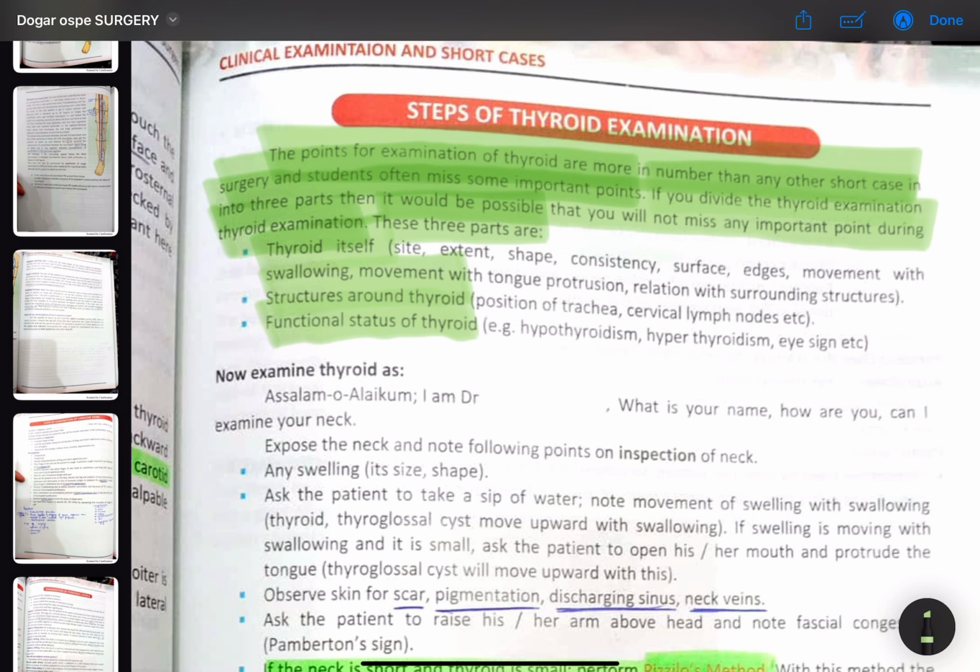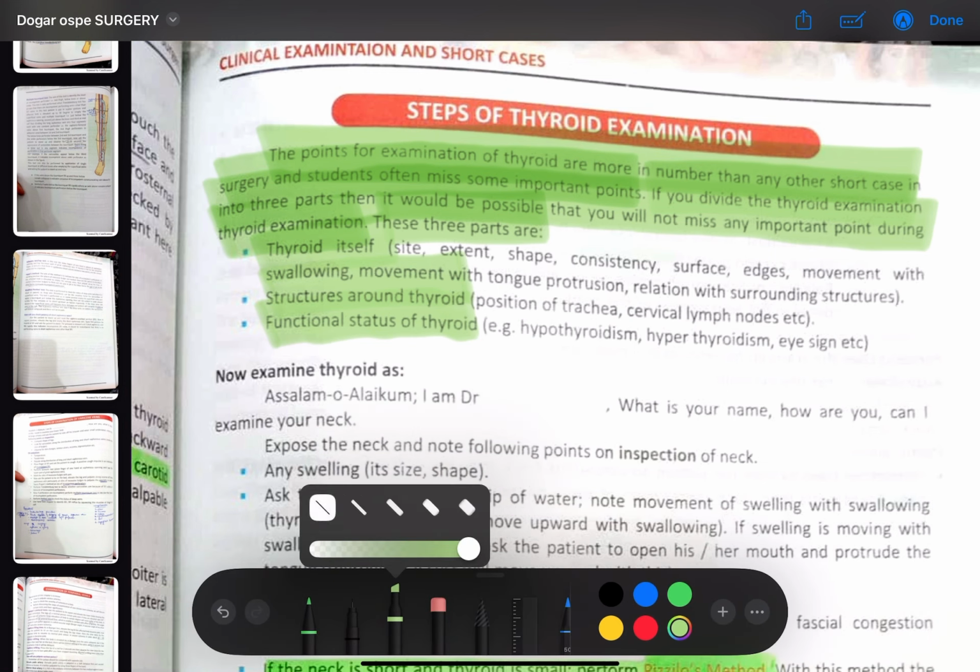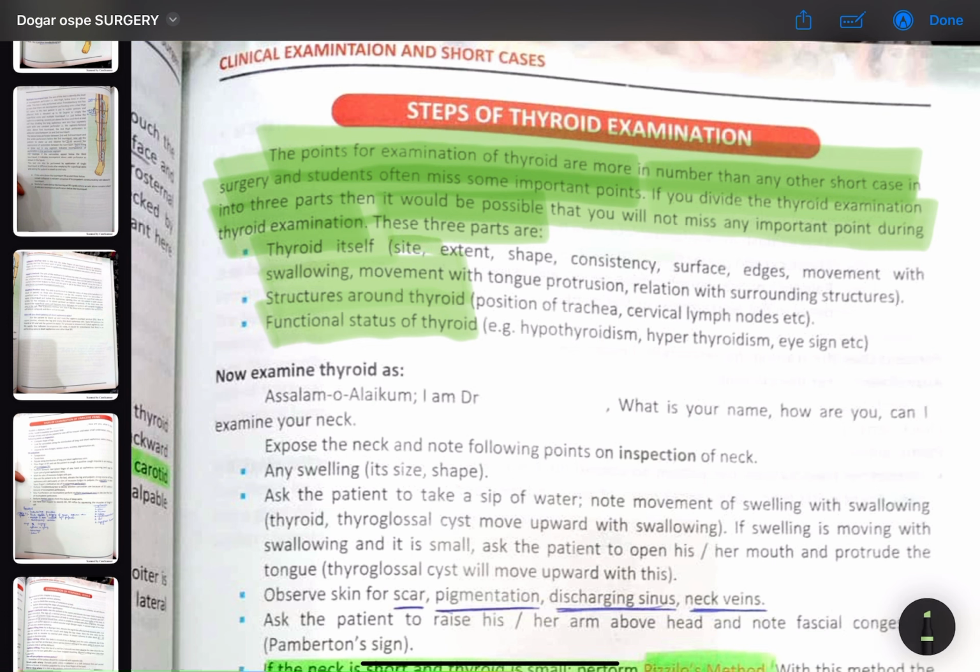So the thyroid itself, we are having the site, the extent, the shape, the consistency, the surface, the edge, and the movement with swallowing and movement with tongue protrusion, relation with surrounding structures. Now the structures around the thyroid, we are having the position of the trachea, the cervical lymph nodes, etc. And for the functional status of the thyroid, we are having hypothyroidism, hyperthyroidism, and the eye signs, etc.